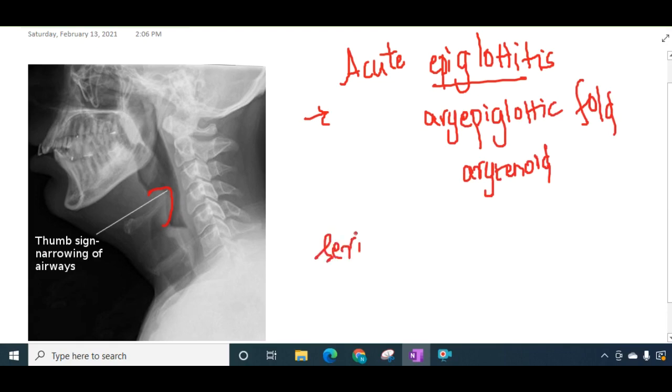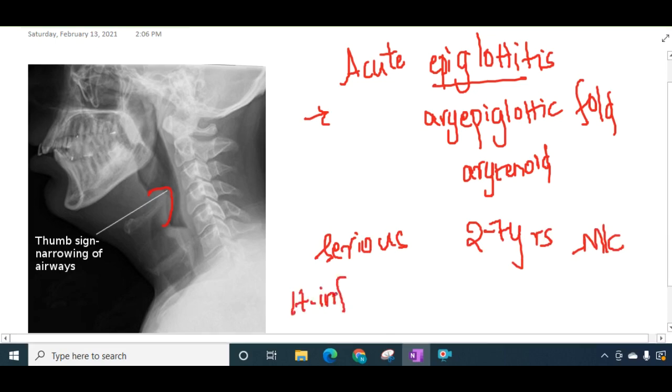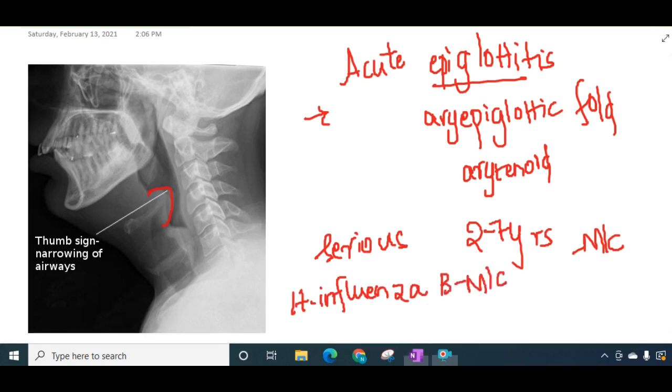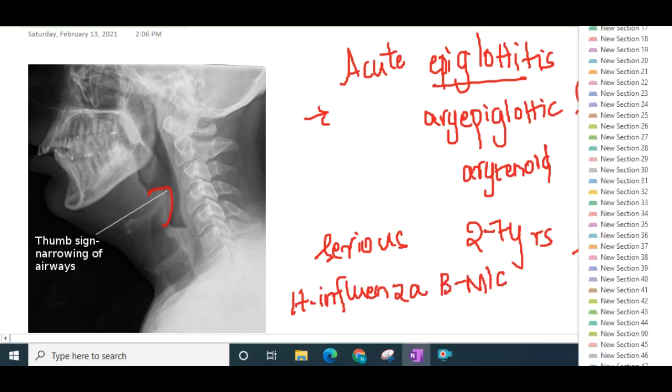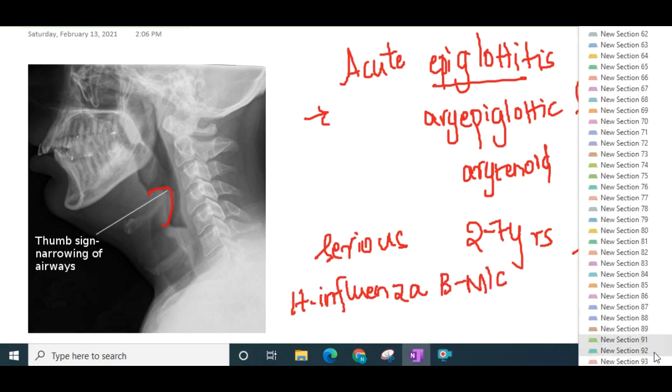It is a very serious condition which is seen most commonly in 2 to 7 year old children, and sometimes affects adults also. It occurs due to infection with Haemophilus influenzae B, which is the most common organism responsible for acute epiglottitis.